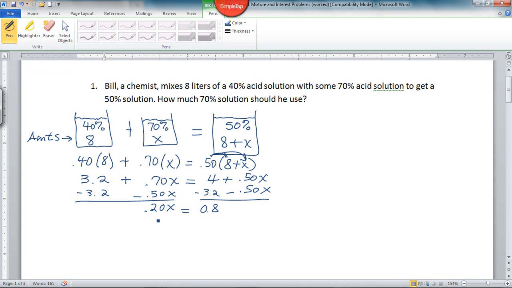All right, so it's 0.20x equals 0.8. All I have to do then is divide off 0.20. That'll get me x by itself over here on the left. 0.8 divided by 0.20, that's 4.